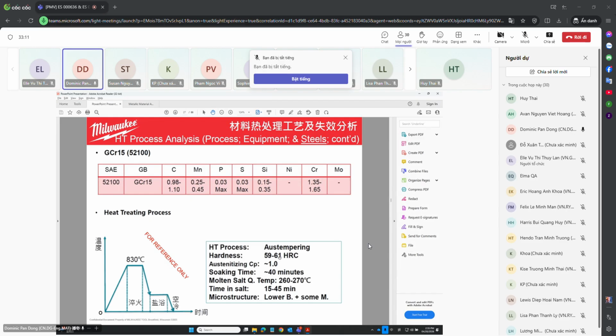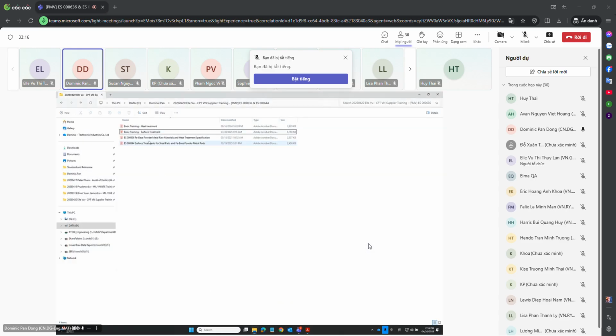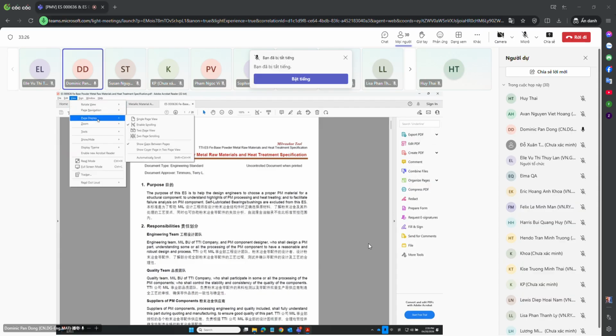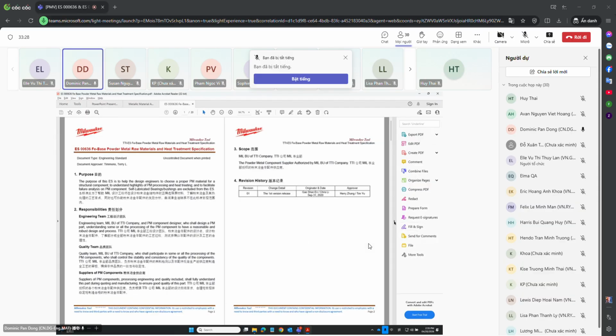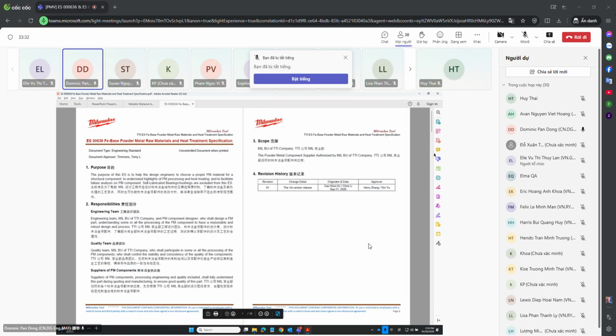All right. If nothing more, let me go to the second stage. It's about the heat treatment ES standard review. So I guess you guys all have this standard in your hands already. So let me quickly go through it, because this standard covers so much.